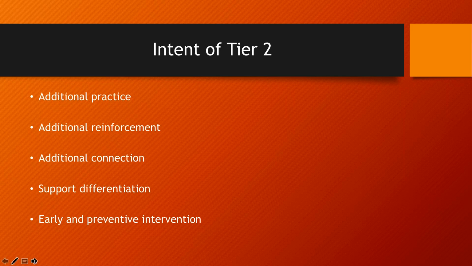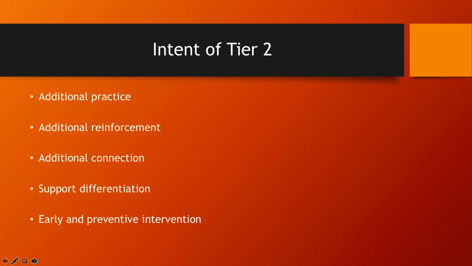Tier 2 may be perceived as more consequence, or it may be viewed as closer support for the kid that needs a little bit more. But when we think about what Tier 2 is intended to do, the supports and interventions that are put into place at Tier 2 provide the student with additional practice.